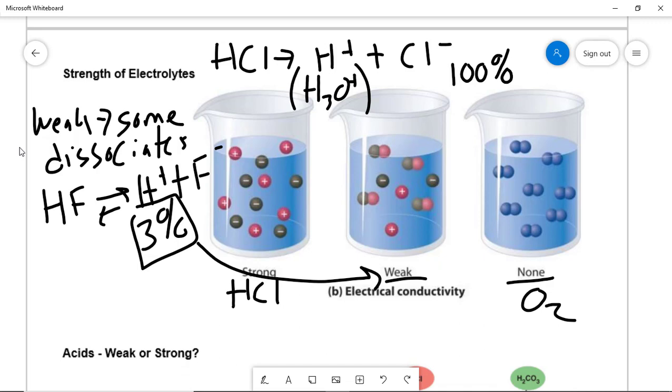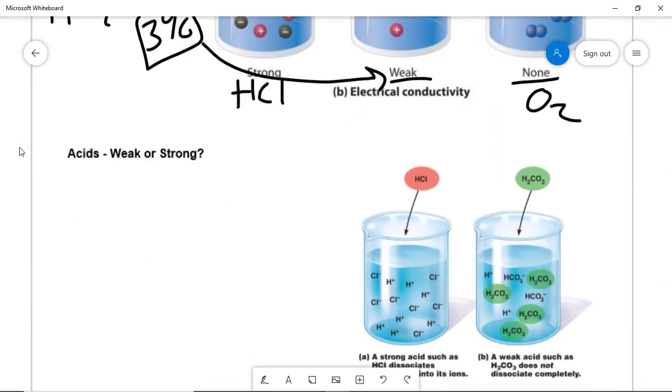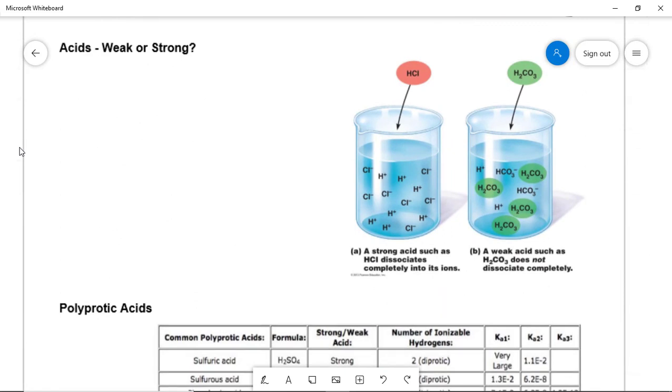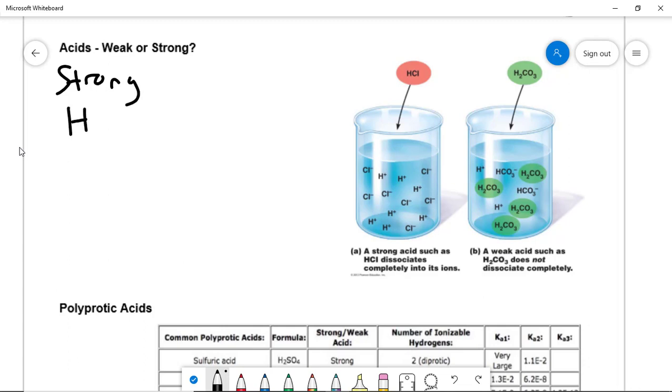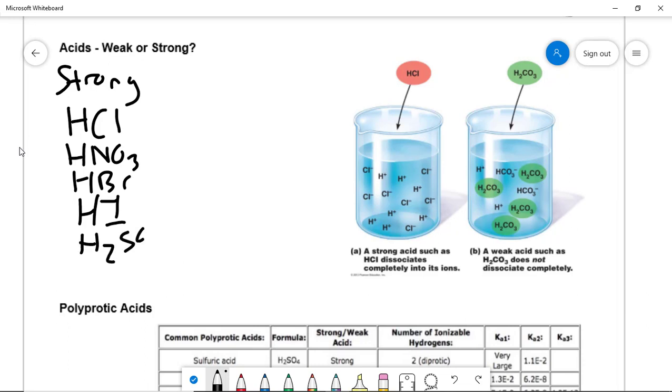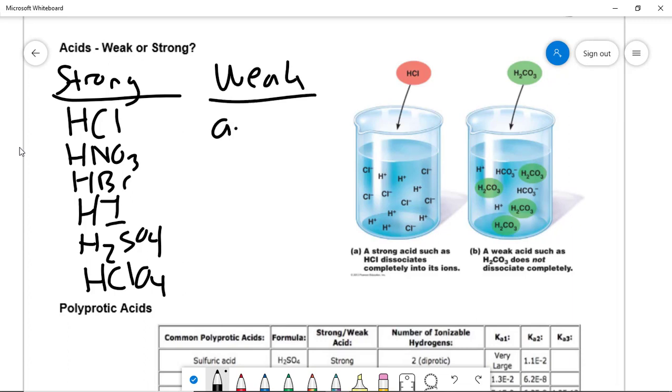Something really important here is how do we determine whether acids are weak or strong? The key way I would do this is just to memorize your strong acids. Everything else would be weak. My strong acids would be HCl, HNO3, HBr, HI, H2SO4, and HClO4. These are all strong, meaning we get 100% dissociation. Weak is anything else.